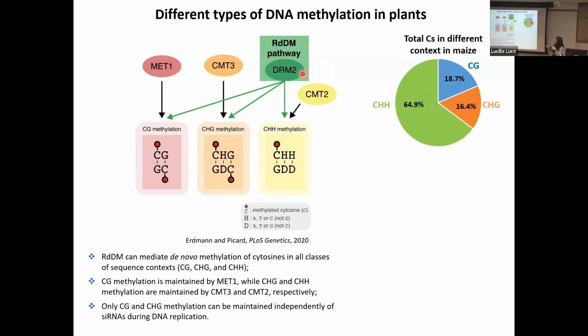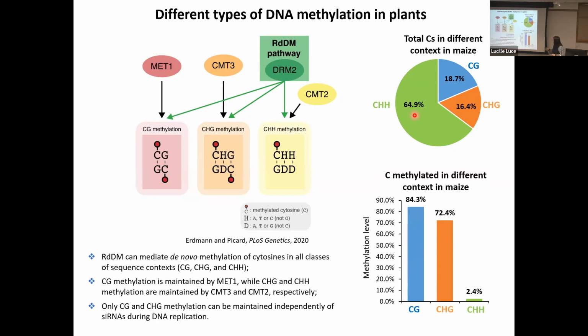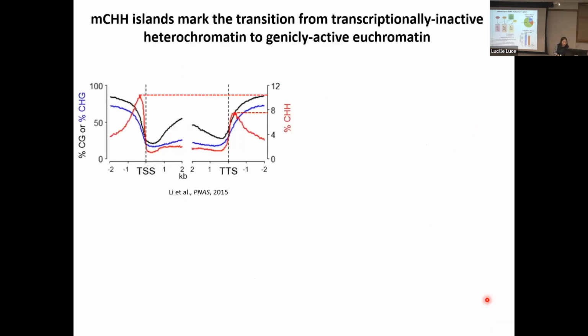If you take a look at the maize genome, you can see that nearly 65% of the cytosines are CHH cytosines, which means CHH cytosines are really abundant. However, if you check the methylation level, CG methylation level can be up to 84%. CHG methylation level can be up to 72%. But the CHH methylation globally is only 2.4%. So it's a very low methylation level globally. But our lab is pretty interested in this small level of methylation. Later I will show you why we are interested.